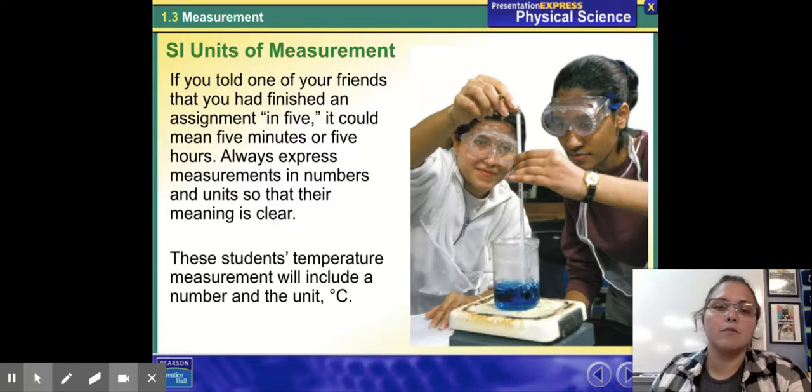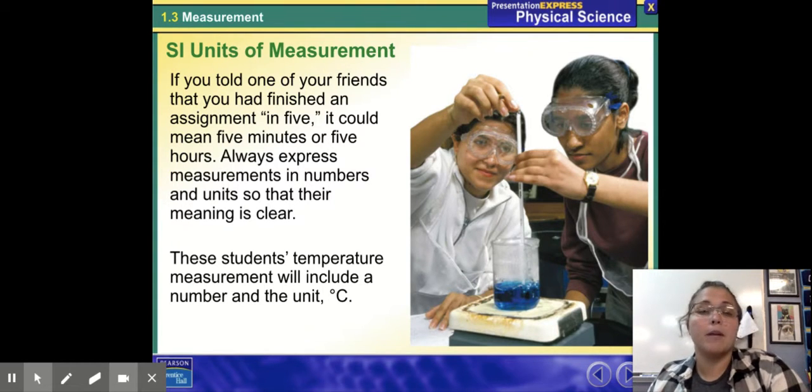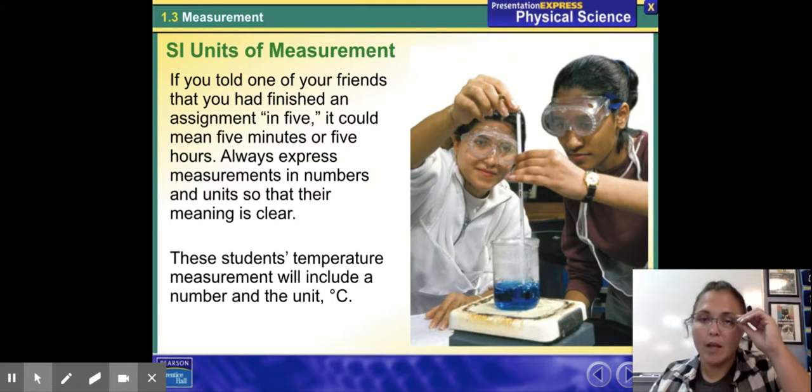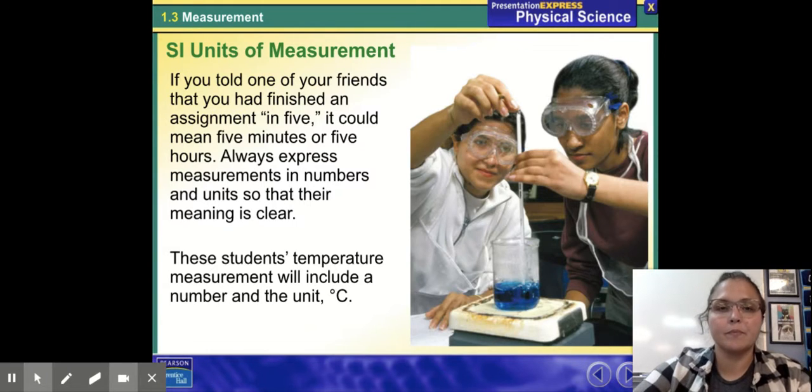If you told one of your friends that you had finished an assignment in 5, it could mean 5 minutes, 5 hours, even 5 seconds. So we always express measurements with a number and a unit so that we are clear in what we are discussing. The students in this picture are taking a temperature measurement, which will include a number and the unit degrees Celsius.